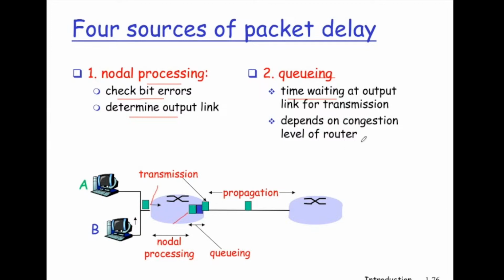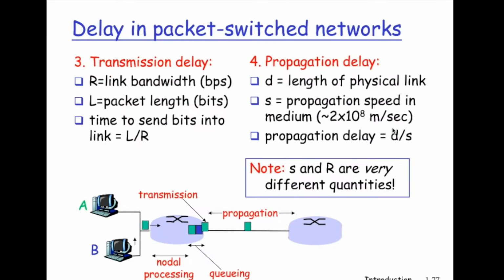But the amount of wait depends on the congestion level of the router. Component 3 is the transmission delay, and it's calculated this way. R being the link bandwidth, L being the packet length. And the time to transmit the packet out will be L divided by R. And it's happening right here at the interface between the router and the link.